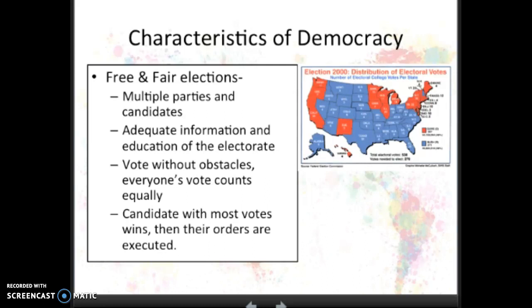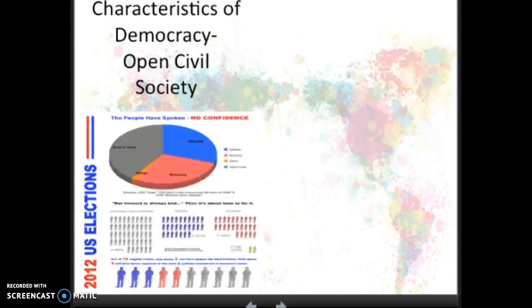So making sure there aren't any obstacles for voting, making sure that everybody's vote counts equally, and making sure that the candidate with the most votes wins. And then that candidate is able to get into office, and they are then able to carry out orders.